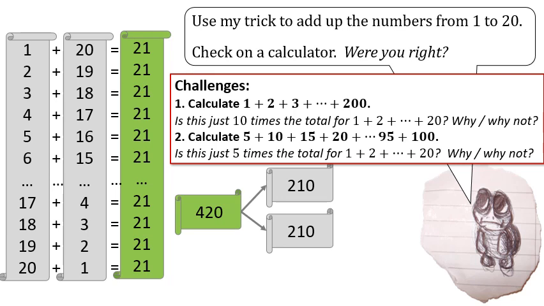Here's a couple of challenges. I would encourage you to pause in a moment and have a go at these 2. Think carefully about how the sum from 1 to 200 is different to the sum from 1 to 20. And then think about the sum from 5 to 100 but going up in 5s, and see if you can see how that relates to the total for 1 and 2 all the way up to 20. Pause, have a go at those, and then write down what your findings are. We're not going to discuss those, but it gives you a chance to think a bit more deeply about this process and how it scales as lists change.